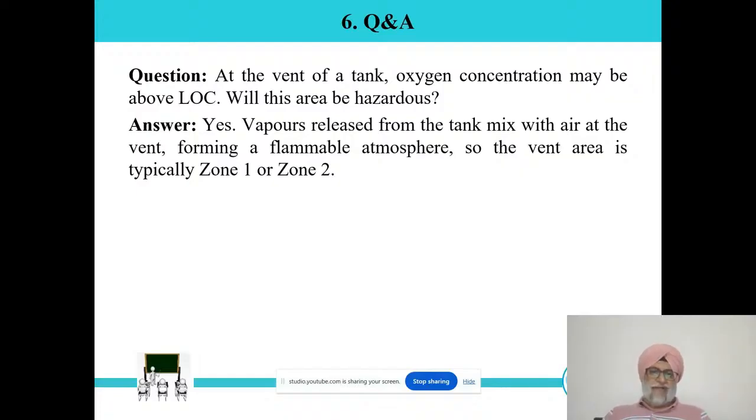Now, question number 6. At the vent of the tank, oxygen concentration may always be at LOC. Will this area be hazardous? So, answer: yes. Vapor released from the tank mixes with the air at the vent, forming a flammable atmosphere. So the vent area is typically zone 1 or zone 2.